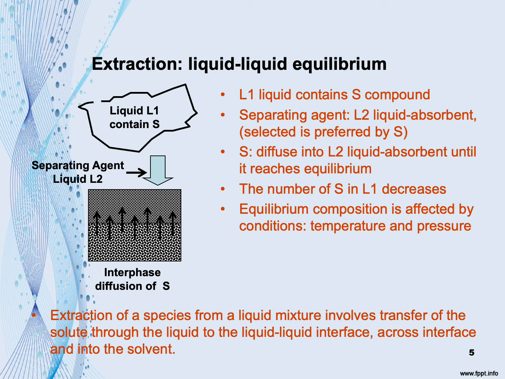So usually in extraction, we have two phases, and in the end there would be an extract. An extract is the liquid that contains more of the compound that we want in the end, and the remaining solution is called raffinate. Raffinate is the remaining solution that still has a little bit of S compound. So extraction is the separation of species from a liquid mixture. It involves transfer of the solute through the liquid to the liquid-liquid interface, across the interface, and into the solvent.